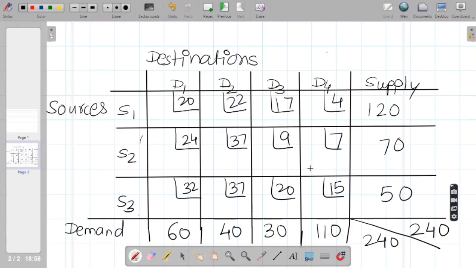Hello everyone. Today we are going to see how to find an initial basic feasible solution to a transportation problem using Vogel's approximation method. So I have taken one problem of transportation.